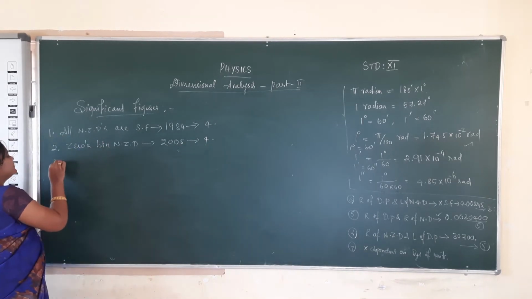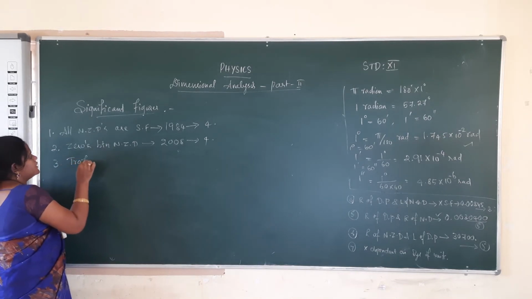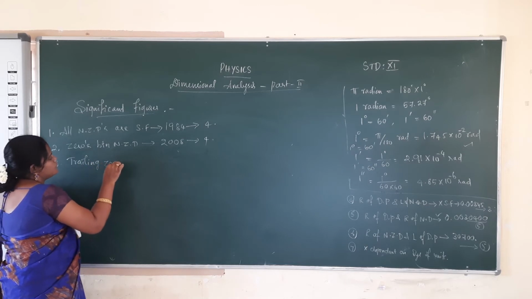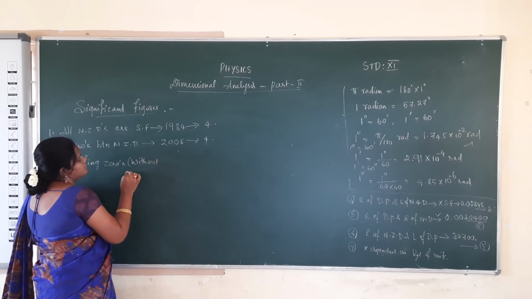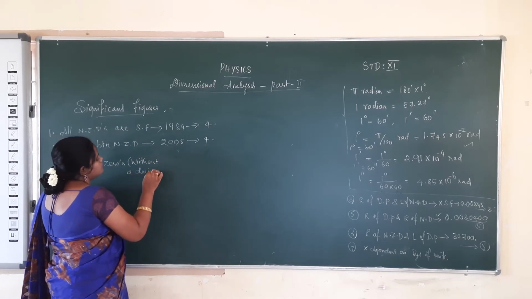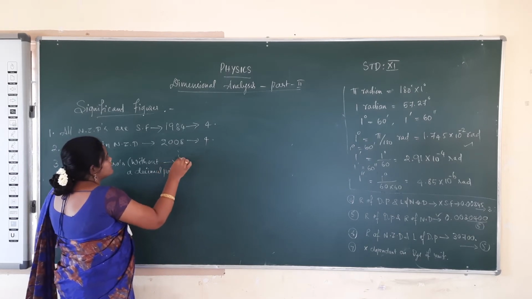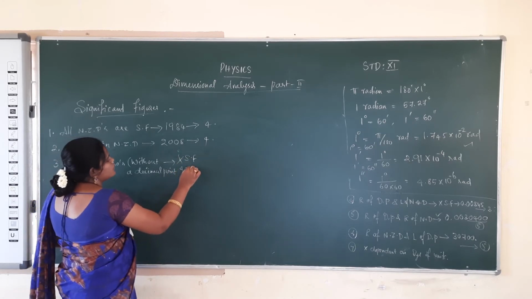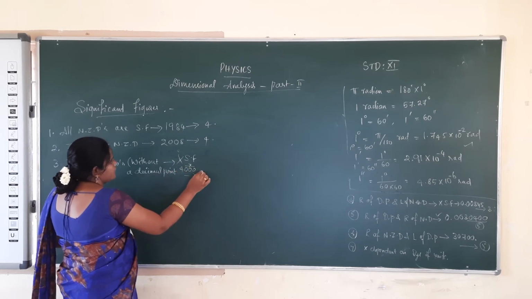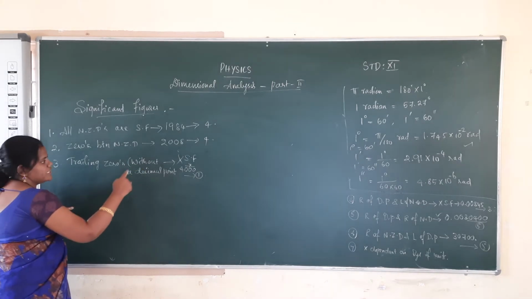And third one, trailing zeros. What is the meaning of trailing zeros? Trailing zeros without a decimal point are not significant figures. For example, 4000. Here the zeros are not significant figures, only the 4 is a significant figure. So the number of significant figures is 1. Okay, trailing zeros without a decimal point.